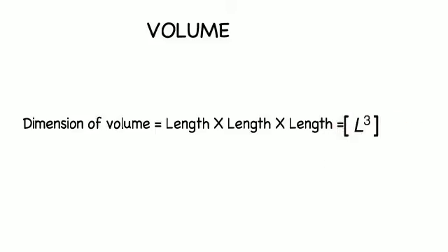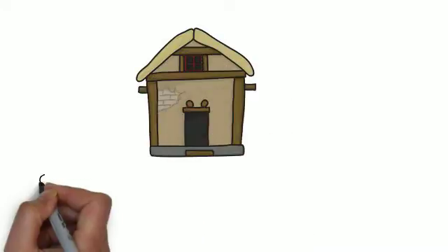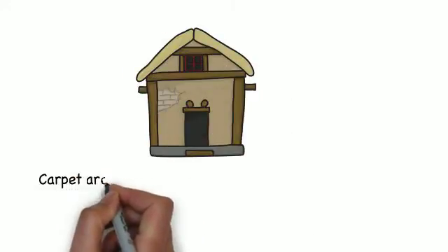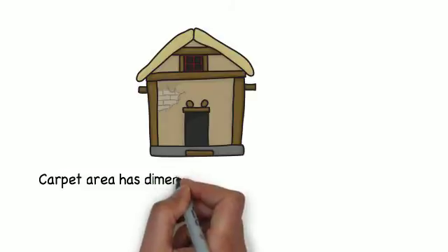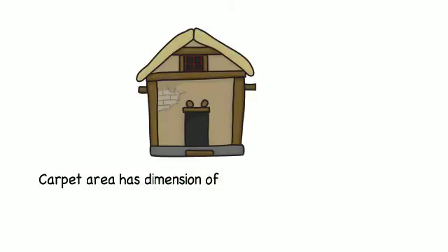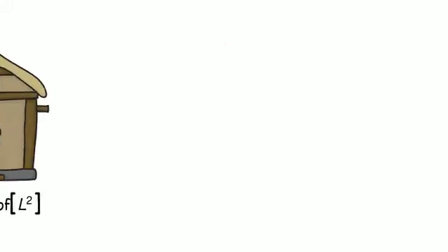Let us take another example. When we go for buying a house or an apartment, we want to know its carpet area. We appreciate it if the seller tells us in square feet or meter square. It is area we are talking about, so its dimension is L square. Do you recall any other physical quantity?